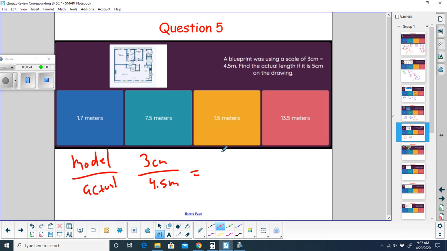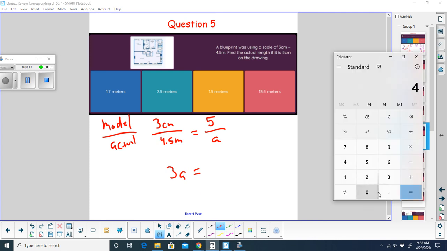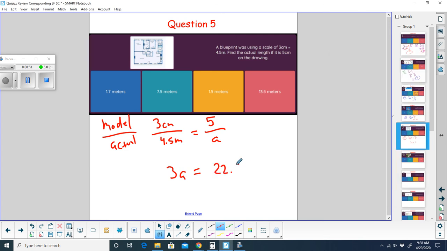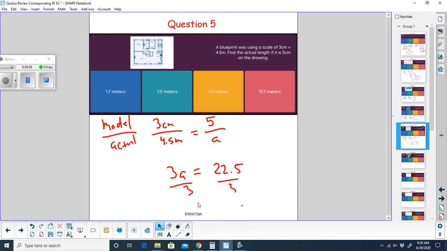The drawing is 5 centimeters. We need to find the actual, so I'm going to call this A for actual. I'm just trying to show you guys that you can use a variable other than X. 3 times A is 3A equals 4.5 times 5. We'll get our calculator for that, feeling lazy today. 4.5 times 5 is 22.5. So divide both sides by 3 to get A by itself.